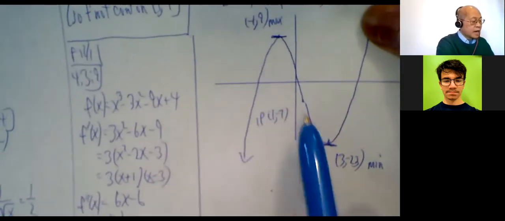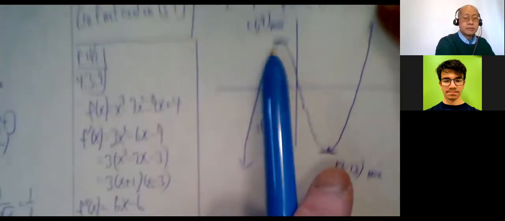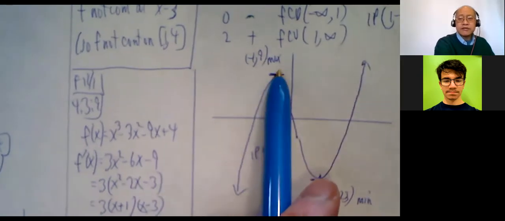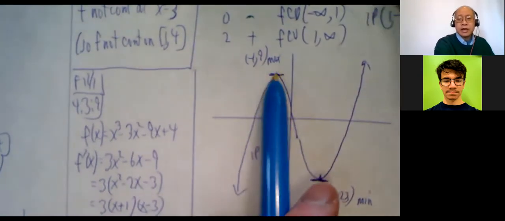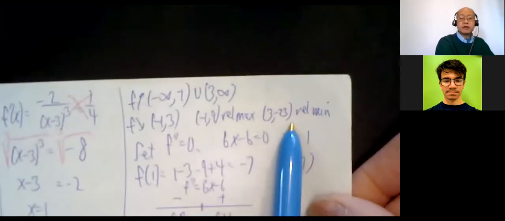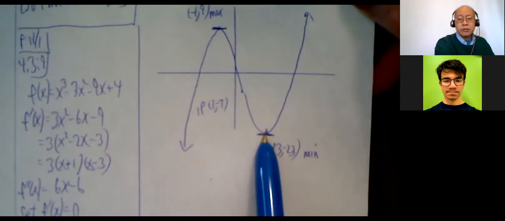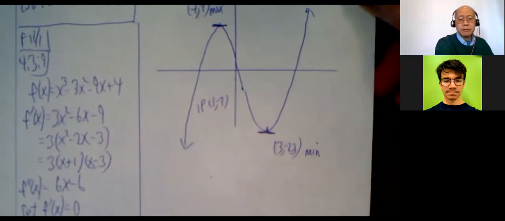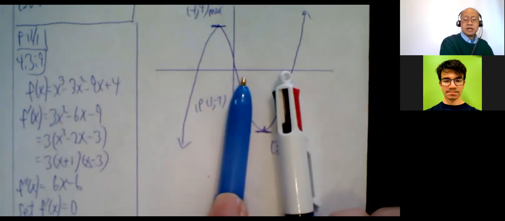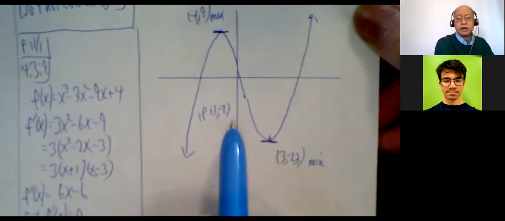We had negative 1 comma 9 as a relative maximum. It is not the absolute maximum. There is no absolute maximum. But relatively speaking, in a small neighborhood of this point, it's the highest point. Slope is 0 right there. 3 comma negative 23, relative minimum or local minimum. It's not the lowest point on the whole graph. There is no absolute minimum, but relatively speaking, if I only look at a small neighborhood, just in here, it's a low point. And my inflection point is 1 negative 7.